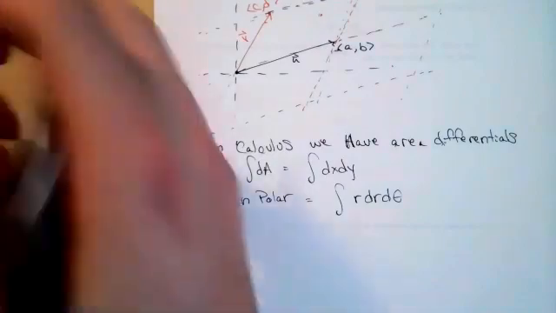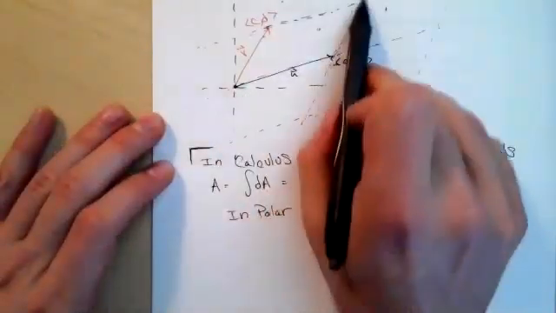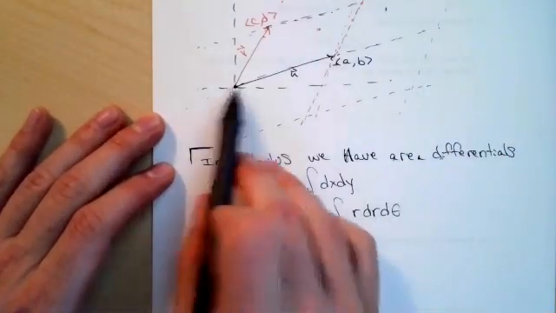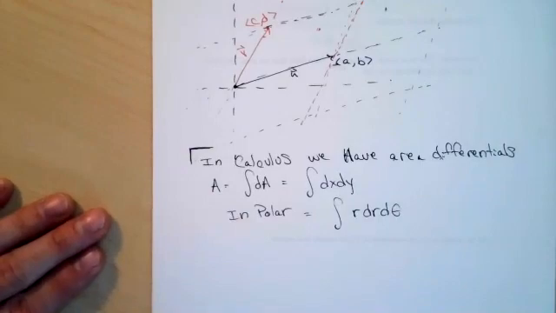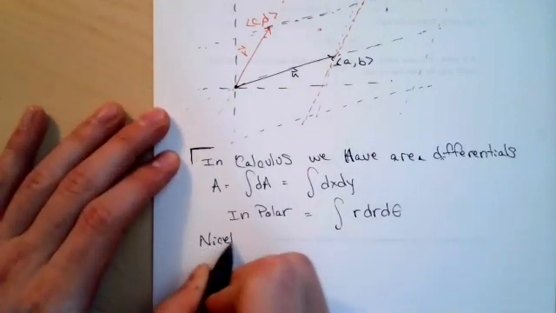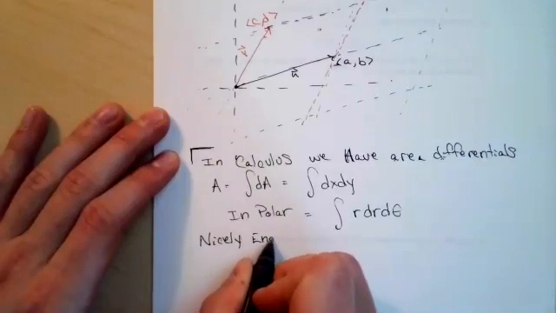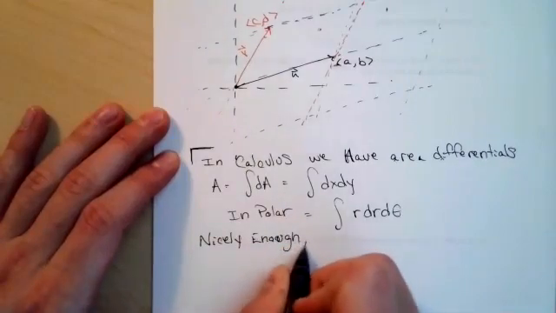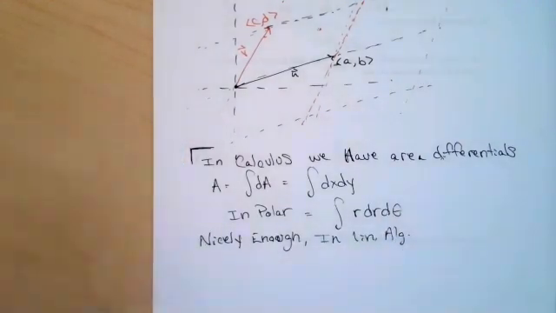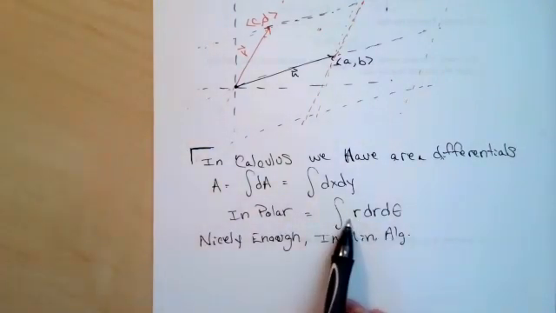The area differential that we're using, so in some sense, the area that's created by the grid lines, is going to change with the radius, with the distance we are from the origin. Nicely enough, in linear algebra, we don't actually have to worry about these functions. So this is also called the Jacobian.